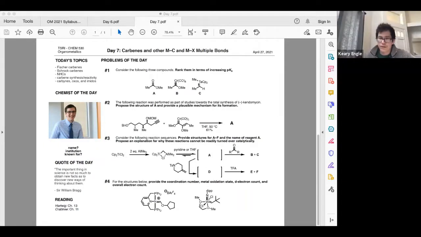It's 8:30, so let's go ahead and dive into day 7. Well, first we'll wrap up the remaining discussion at the end of day 6, and then we'll jump into day 7, where the focus will be metal carbenes, as well as other metal multiple bonding complexes, how to make them, how they react, and how to understand structure and bonding.